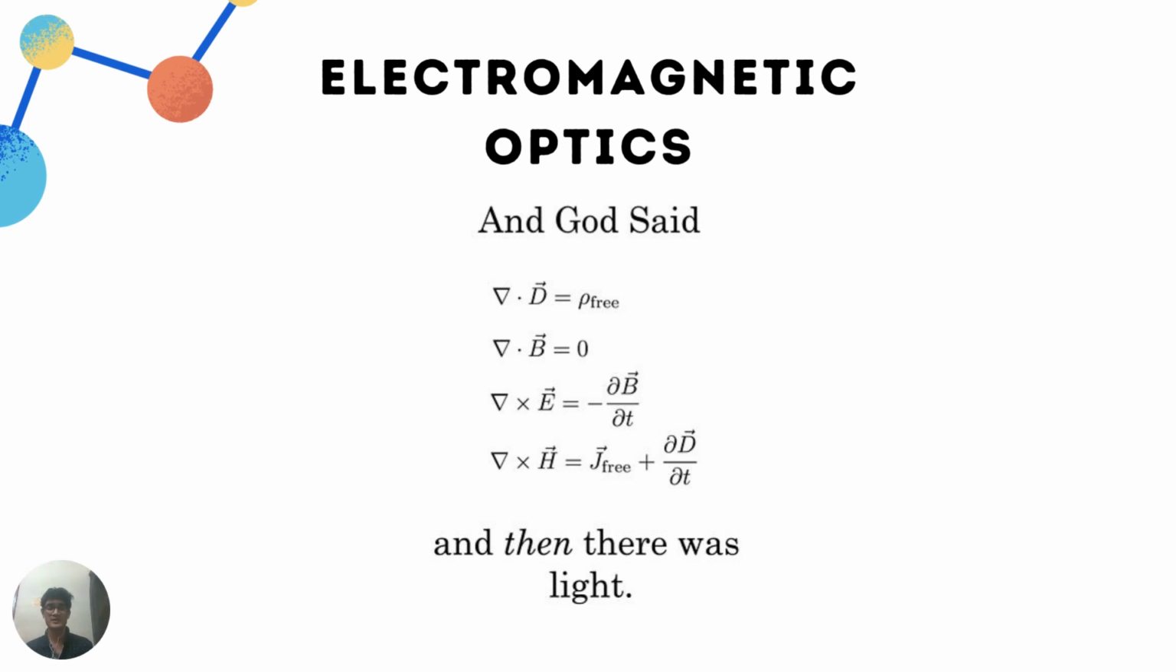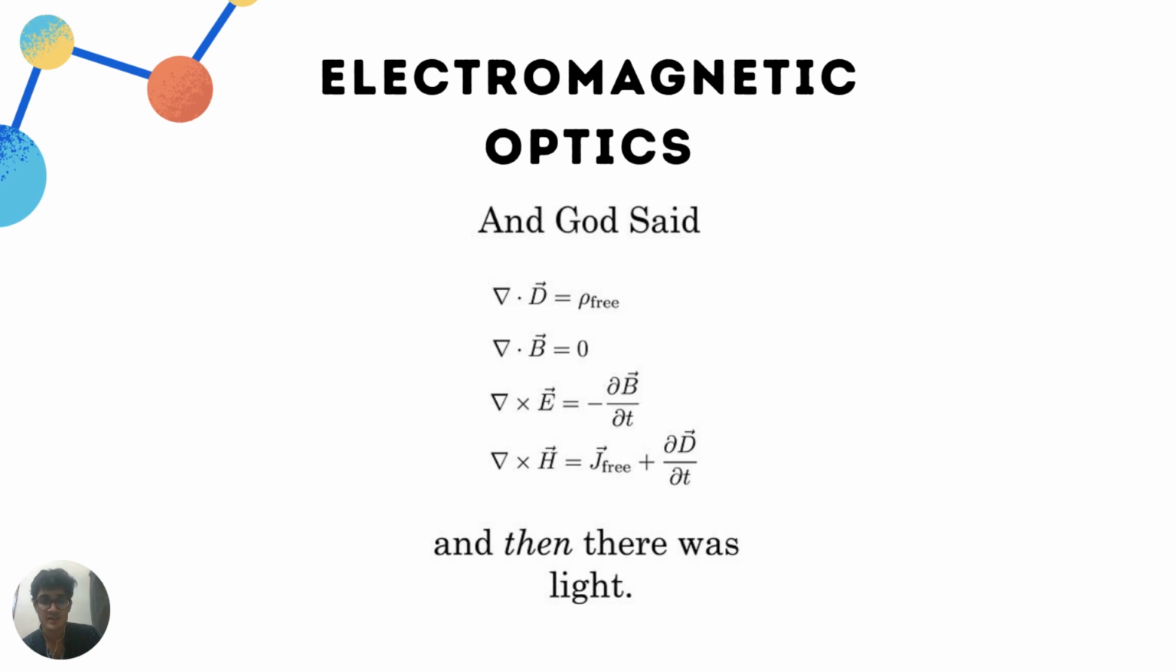Del dot B is zero, which means that the magnetic field has zero divergence. There are no sources or sinks of magnetic fields. Magnetic fields don't emerge from or go into a point. Again, there is del cross E is equal to minus del B by del t, which is an important phenomenon in electromagnetic induction. This was Faraday's law.